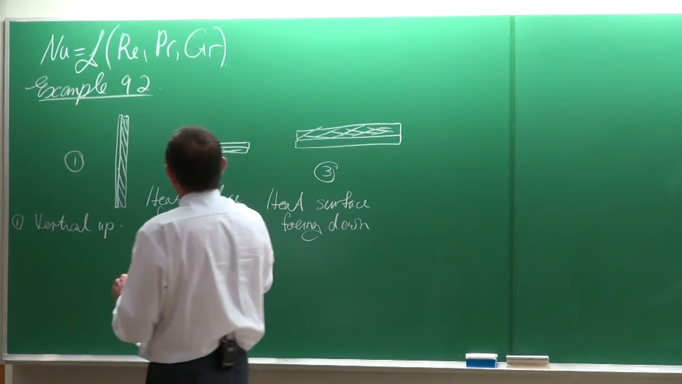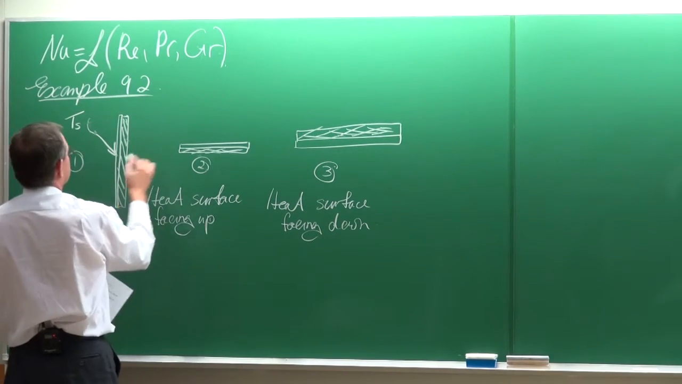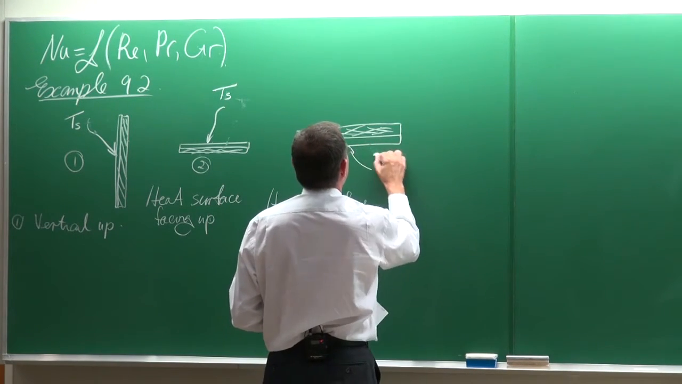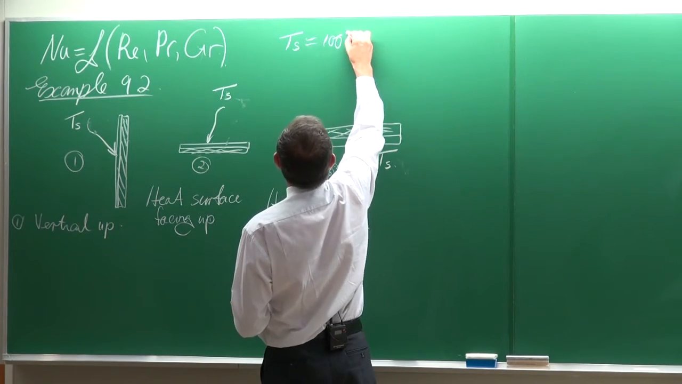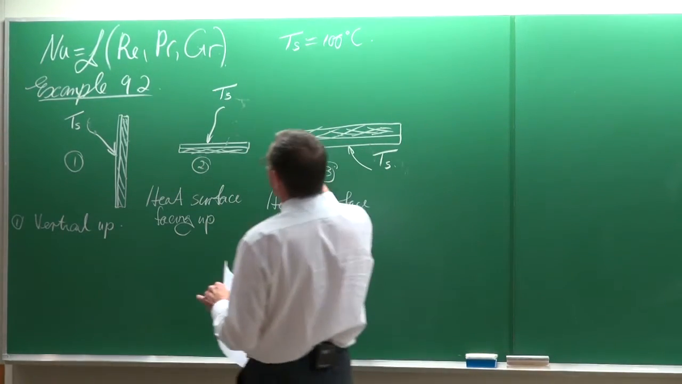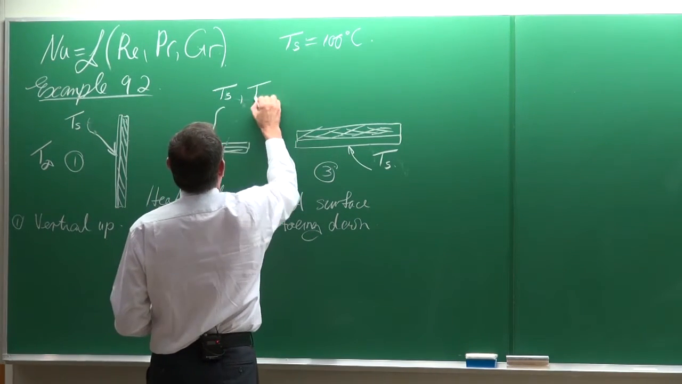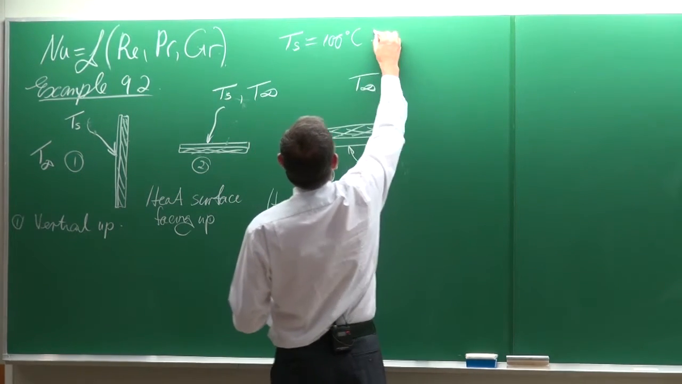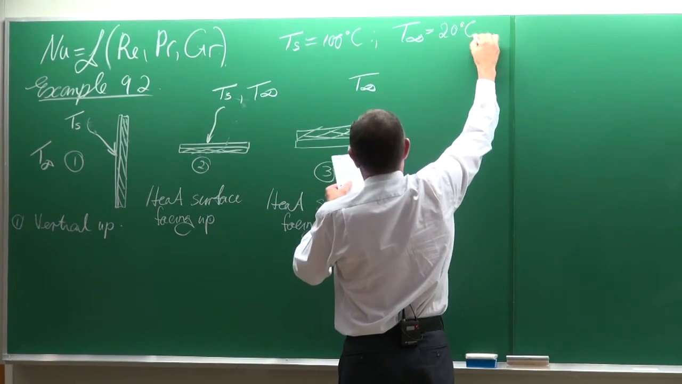And this surface temperature, that surface temperature, there's Ts, and there's Ts. And Ts, for all cases, is 100 degrees Celsius. And this plate is in an environment, so that's the environment T infinity and T infinity. And T infinity is at 20 degrees Celsius.